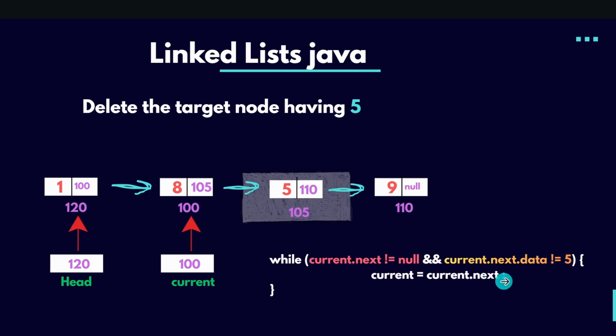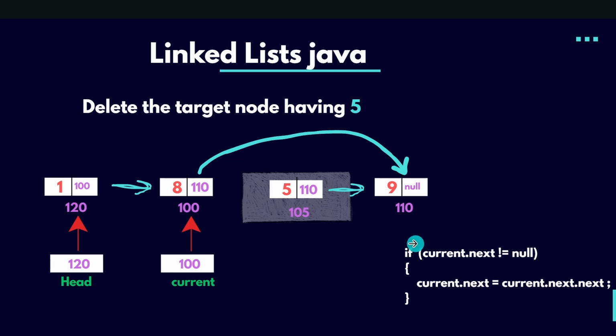Until then, you are going to traverse the whole linked list with the help of current equals current.next statement. After traversing with the help of this if condition, you can simply cancel this link and connect directly over here. So you are checking that current.next is not equal to null, which means you are checking whether this is not equal to null.